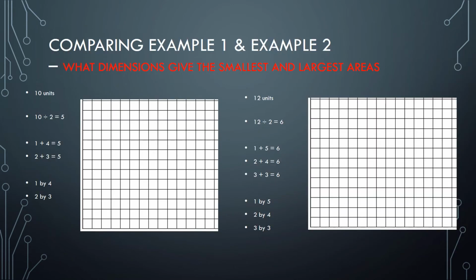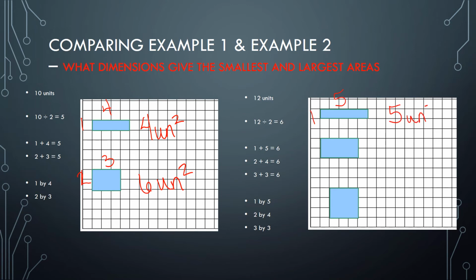Now we are going to compare the answers we got for our first and second examples. So we're going to look at when we had 10 units, we had 2 rectangles, and when we had 12 units for our perimeter, we had 3 rectangles. So we had a 1 by 4, which was 4 units squared, and we had a 2 by 3, which was 6 units squared.